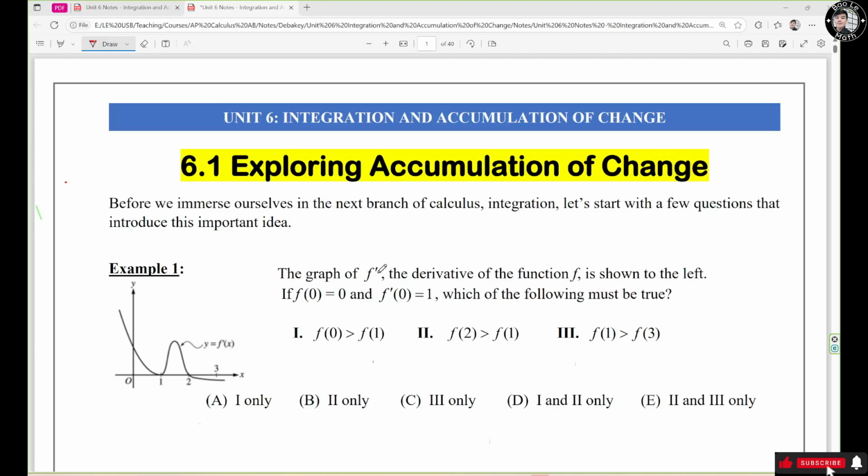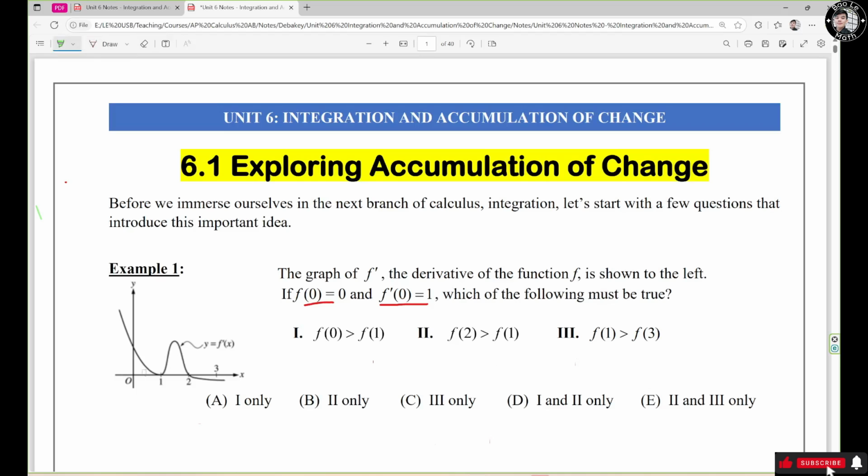The graph of f prime, the derivative of the function f, is shown to the left. If f of 0 equals 0 and f prime of 0 equals 1, which of the following must be true? Number 1, f of 0 greater than f of 1.